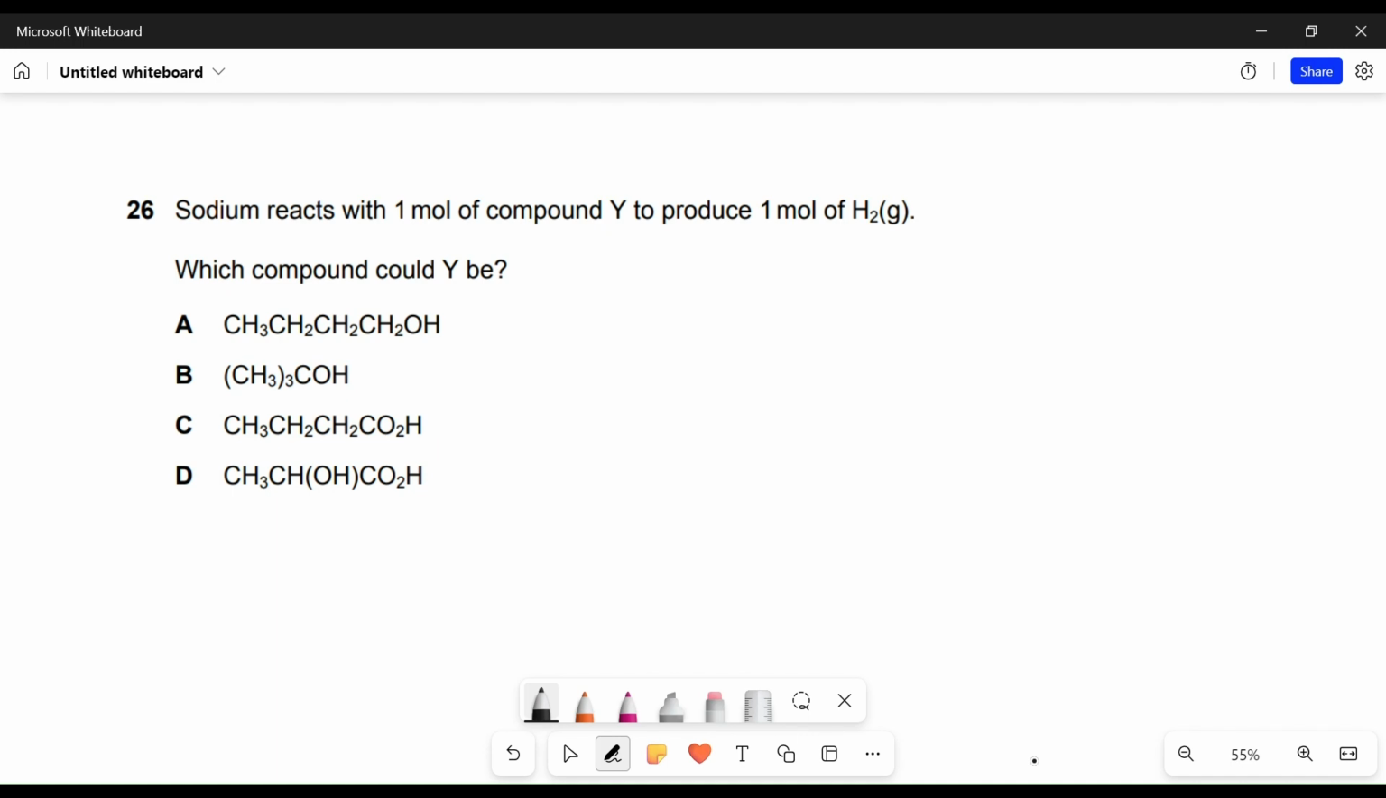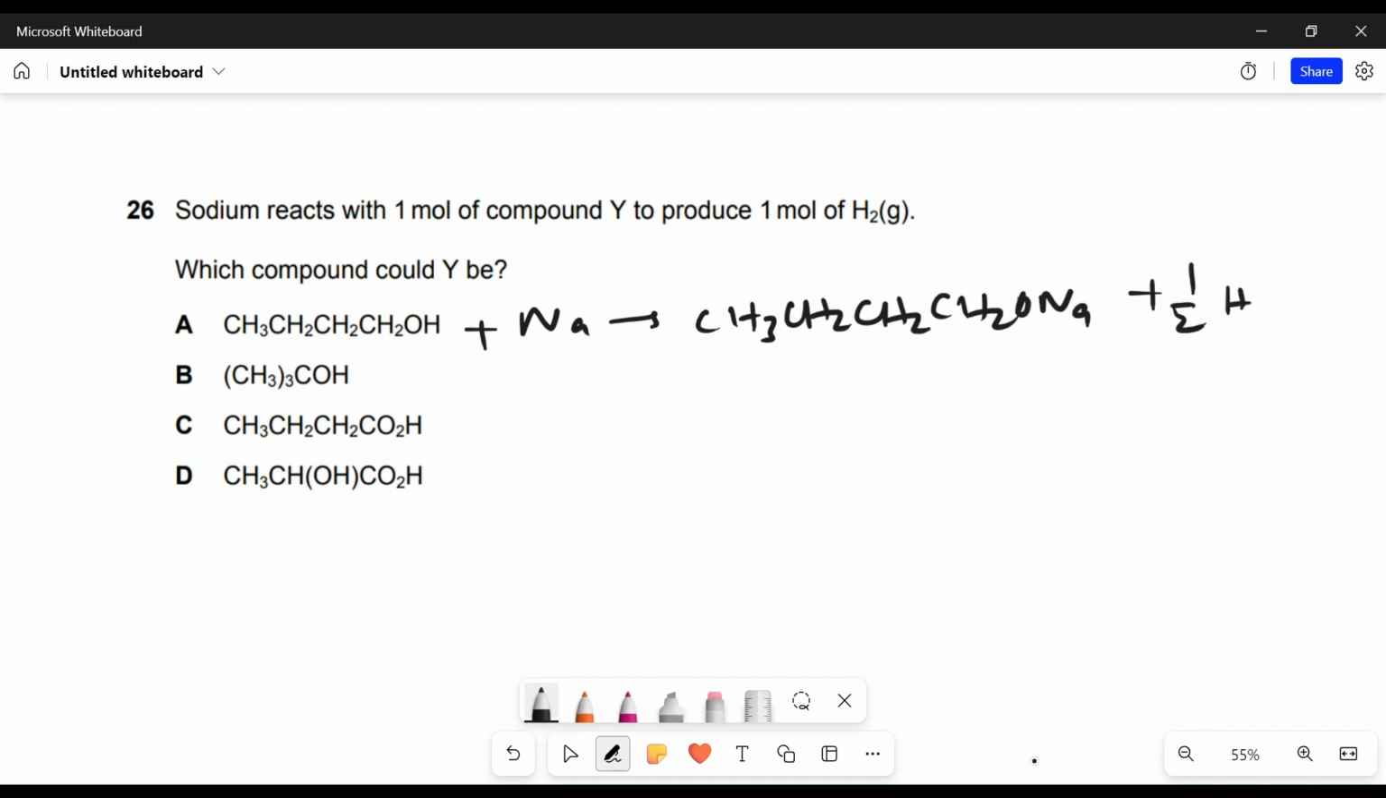If I look at option A, which is butanol, if it reacts with sodium, it gives sodium butoxide plus hydrogen gas. If I write down the complete balanced reaction, it will be CH3CH2CH2CH2ONa plus half a mole of hydrogen gas. Similarly, the second one also contains one OH group. This hydrogen will be replaced by sodium, and half a mole of hydrogen will be produced.